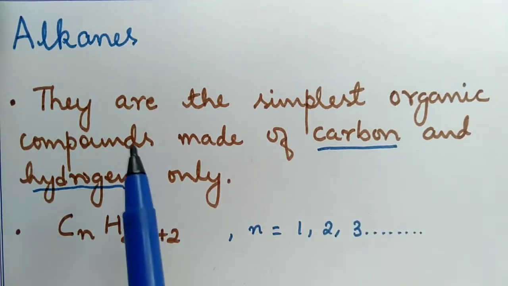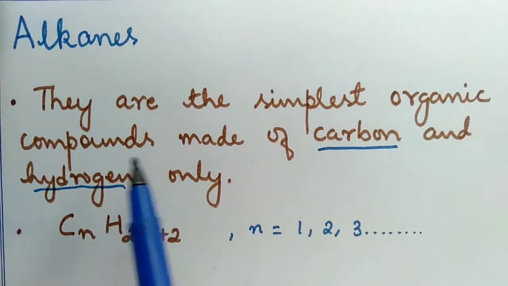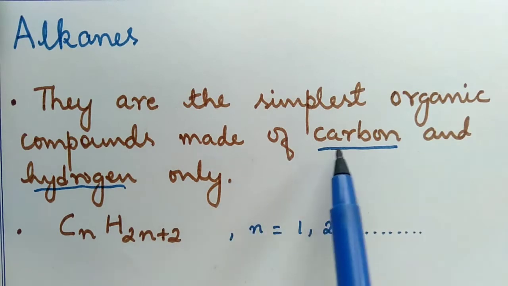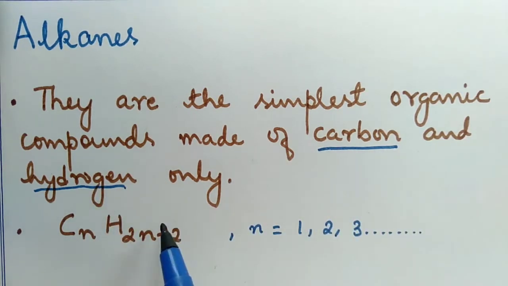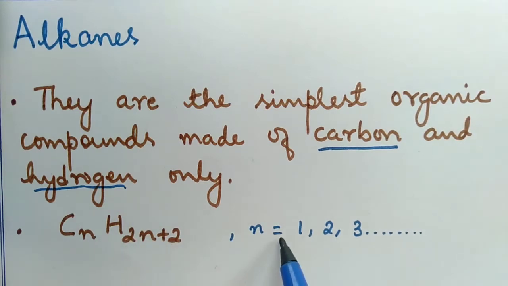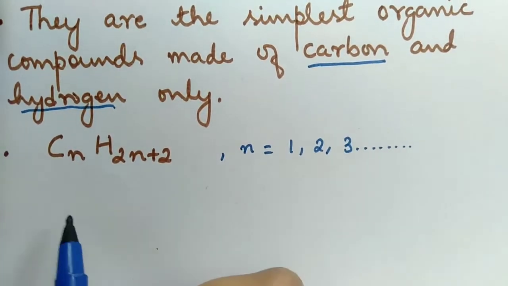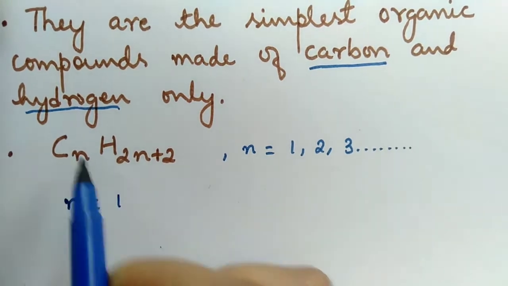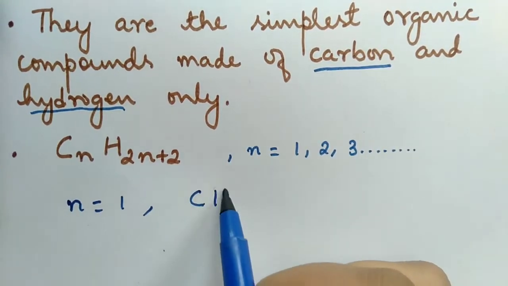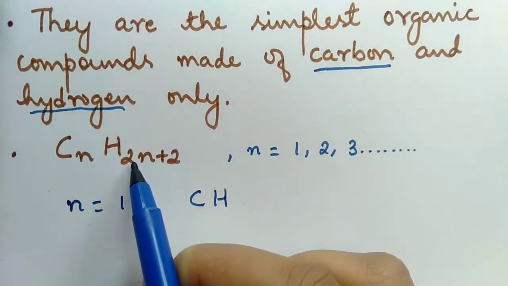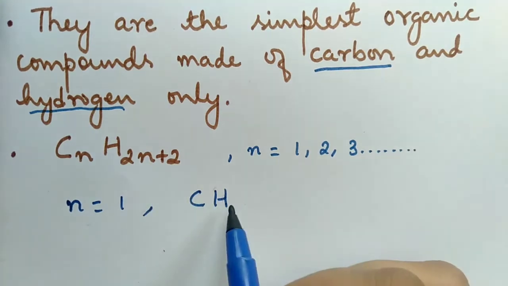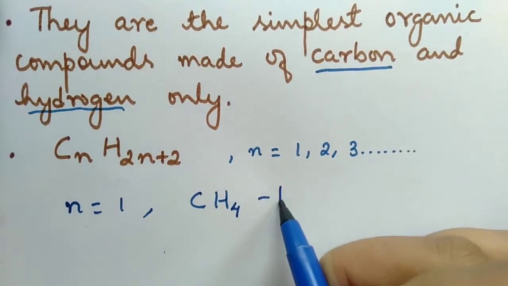What are alkanes? They are the simplest organic compounds made of carbon and hydrogen only. Their general formula is CnH2n+2, where n is equal to 1, 2, 3 and so on. For example, if I put n equal to 1, then I have CH(2×1+2), which is CH4. This one is methane.